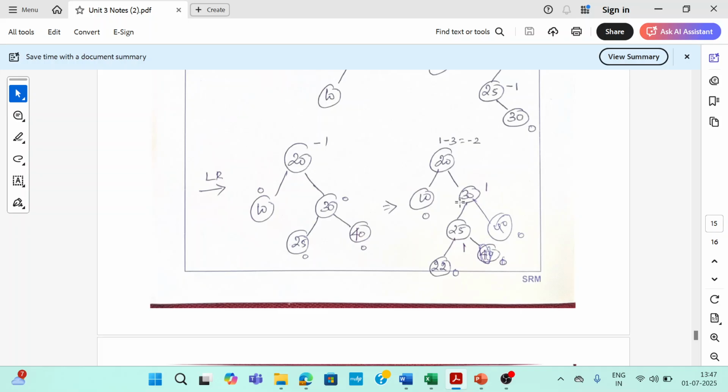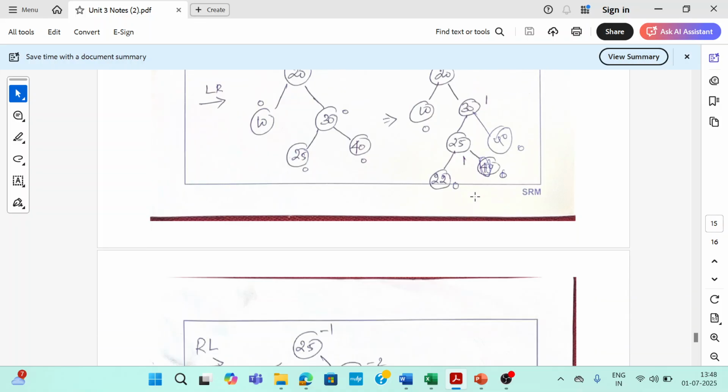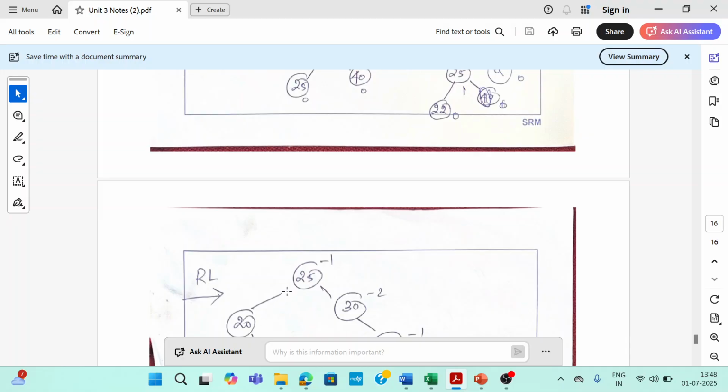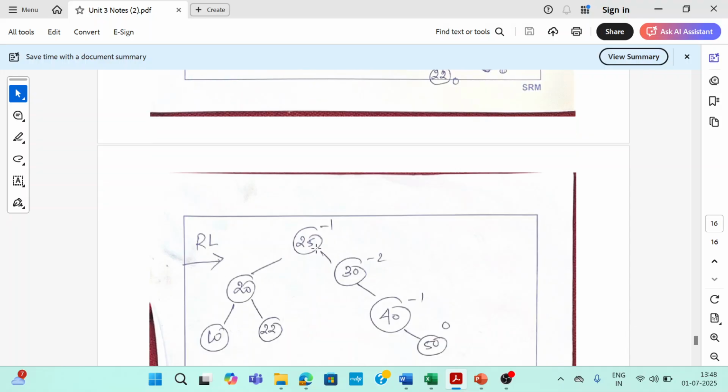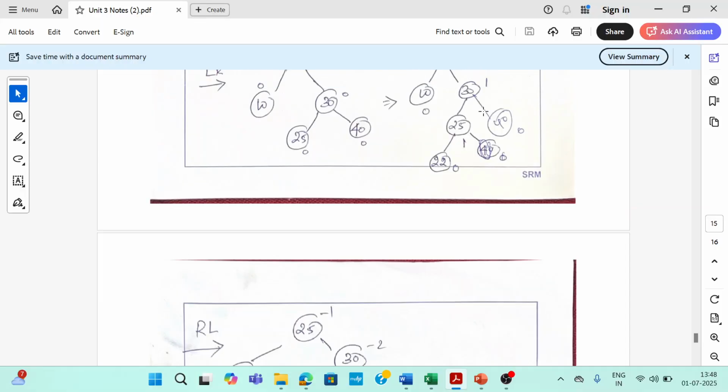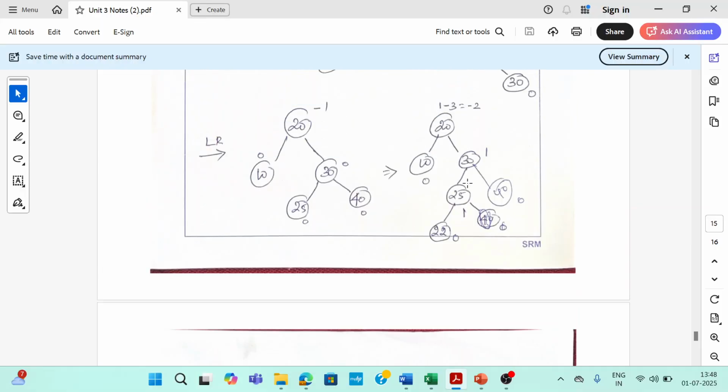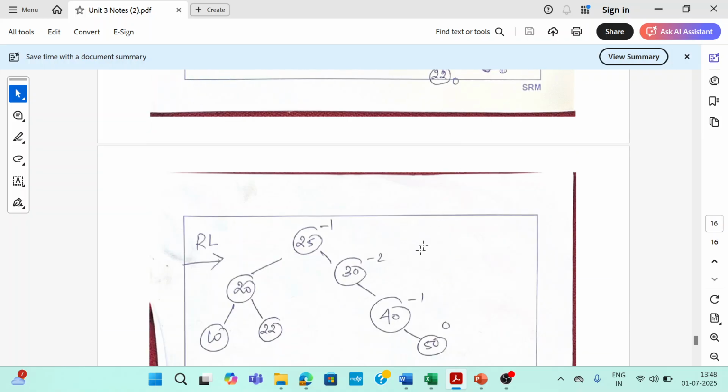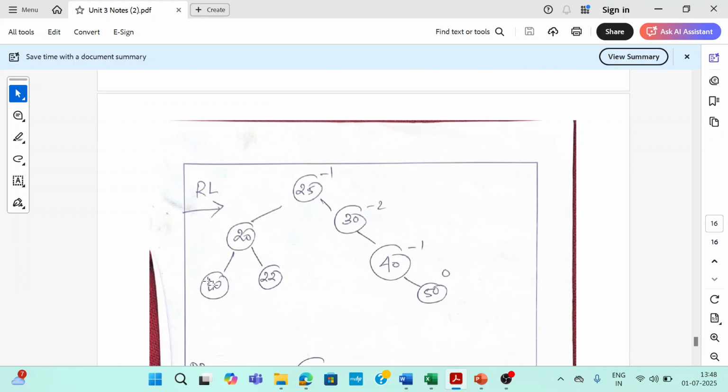So now what happens over here? 30 goes down and 25 goes up. And then 20 goes this side, 25 goes upside and 30 will be there. You can see here 20 goes this side and 25 goes upside, and then we have 30. So then there's one node which is attached to the 25, 22 is there. So we will take the 22 and put it in the left subtree.